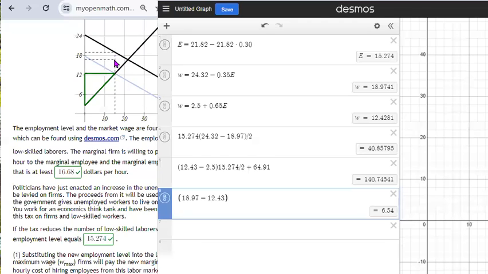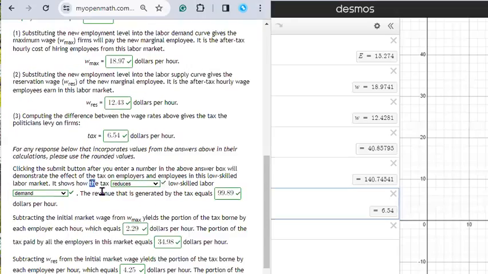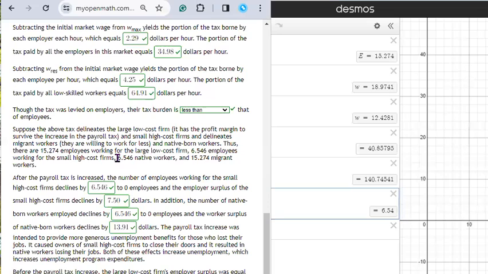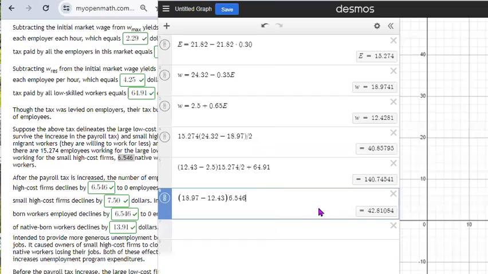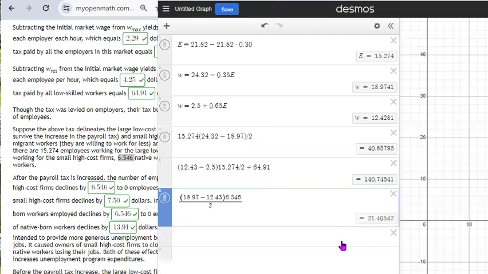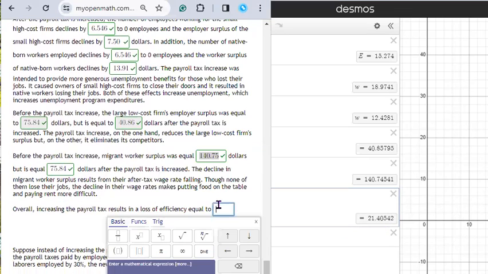The width of this triangle is the employment level that prevails after the tax is imposed, subtracted from the employment level that prevailed prior to the tax being imposed, right? And that difference equals the number of native workers who lost their jobs, right? Then we got to divide by 2. And we get 21.41.